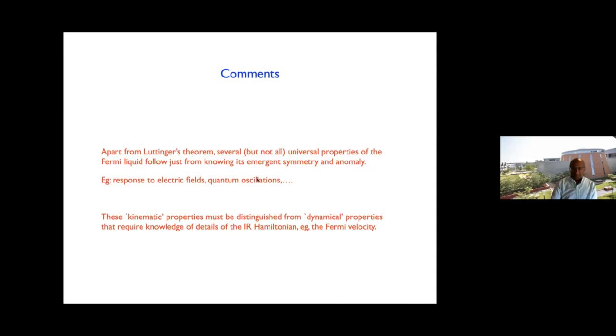And these properties are related just to the emergent symmetry and the anomaly, what may be called kinematic properties of the Fermi liquid, and they must be distinguished from other universal but dynamical properties that require detailed knowledge of the Hamiltonian. For instance, they require knowledge of the Fermi velocity or these Landau interactions and so on. But the point is that these kinematic universal properties are almost topological in nature. They rely very generally on emergent symmetries and this topological property known as the 't Hooft anomaly.